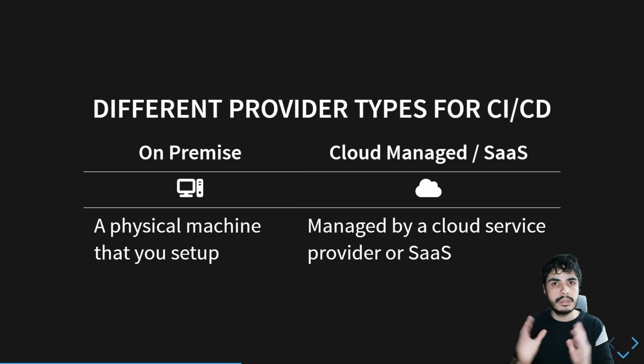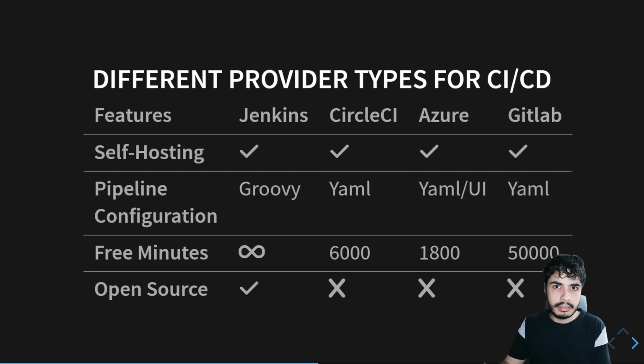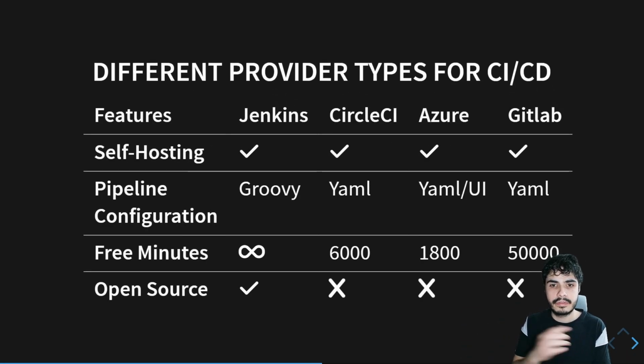So in other words, you are managing the CI/CD system here. And there are also cloud managed CI/CD and software as a service providers, and these are things like Circle CI, Azure, GitLab, and GitHub CI. And in this type of CI/CD, you don't actually manage the infrastructure of the CI/CD. That is done by providers like Azure themselves, and you just basically get to write your pipeline and get them to execute it. And I've actually gotten a few different features for each of the providers.